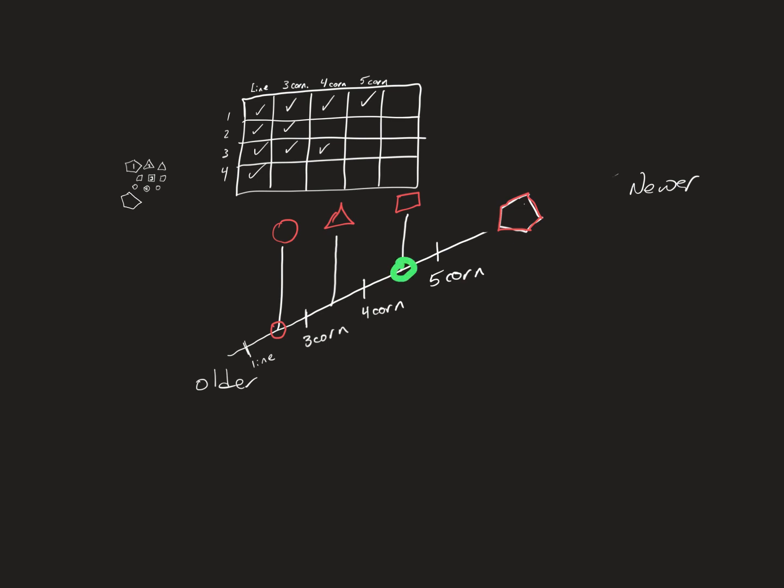Which two are more closely related? The square and the triangle, or the square and the circle? Square and a triangle, because they had a more recent common ancestor. This is older, this is newer. So as you're doing this activity, you have it in front of you now, and you can work in groups.